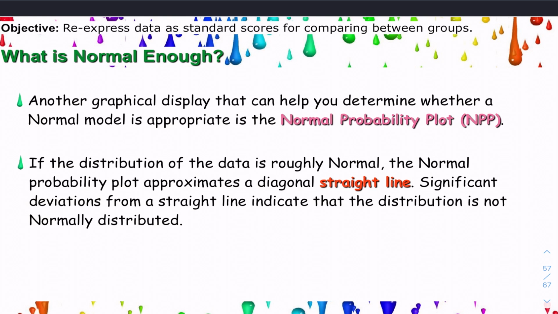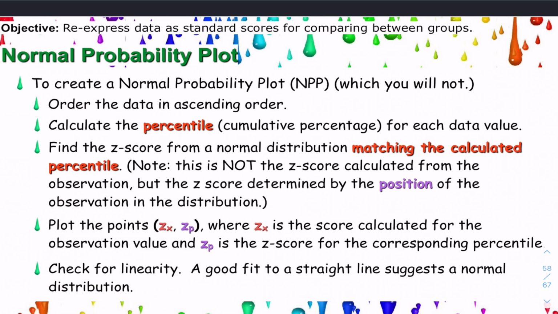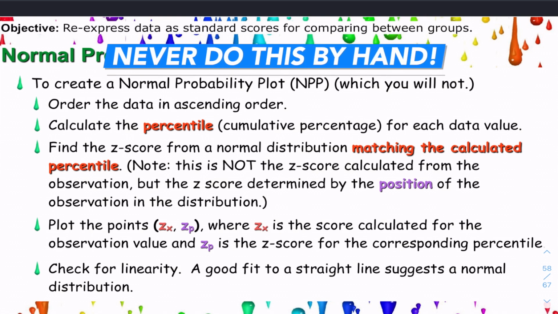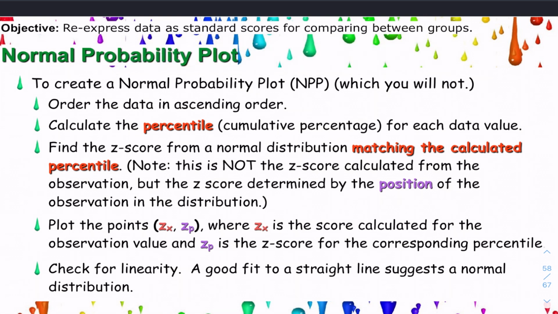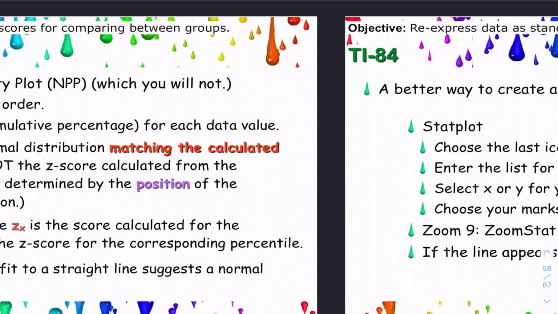Significant deviations from the straight line indicate the distribution is not normally distributed. To create a probability plot, which is what your calculator is going to do, you would first have to order the data, then calculate all the percentiles, then find the z-scores matching the calculated percentiles. Plot those points with zx, the score calculated for the observation, against zp, the score corresponding to the percentile. And then we would check for linearity. Got all that? Great. I will never ask you to do that by hand.